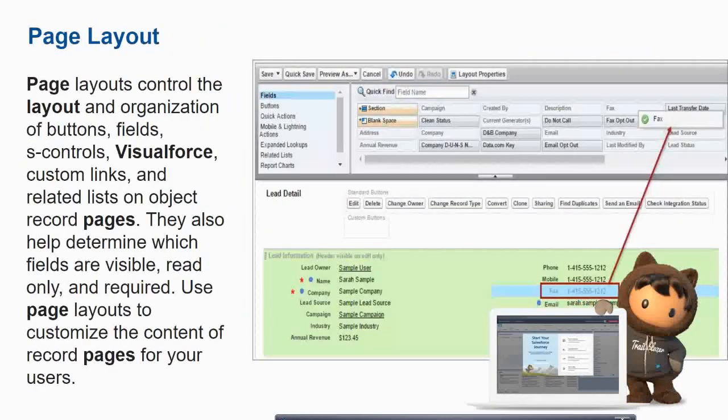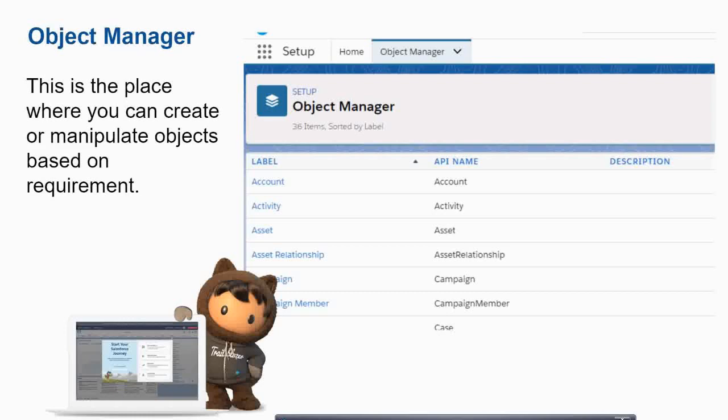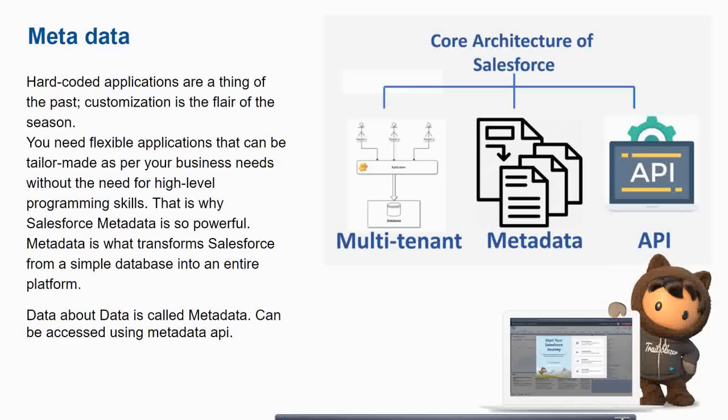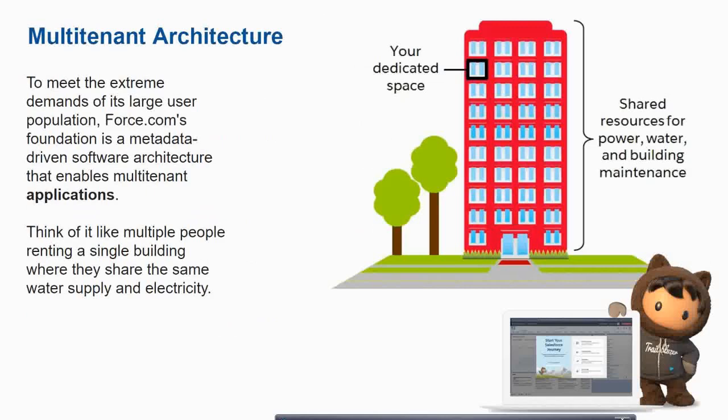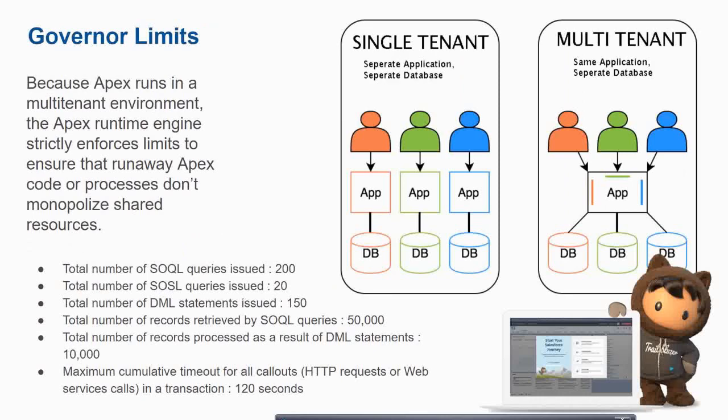Page layout is for drag and drop customization of the tabs which are there in Salesforce. Object manager is the place where you get all the objects. Metadata is how Salesforce manages the data about the data you have. Multi-tenant architecture is how Salesforce manages everything so that no user feels that some other user is using too much. Governor limits: there is a certain limit put in place based on the multi-tenant architecture, so that no user actually uses too much of it. These two are kind of interrelated.